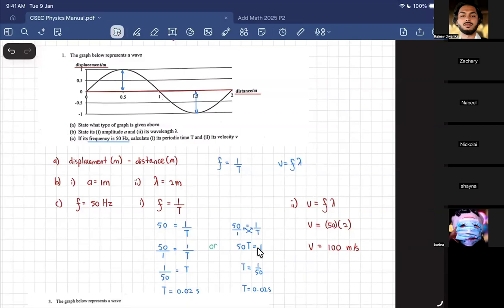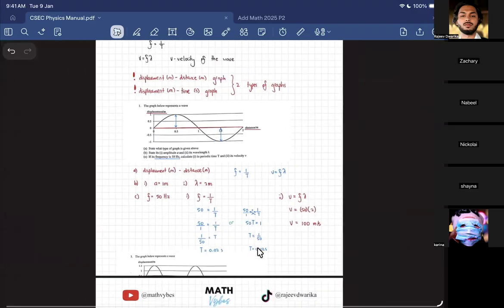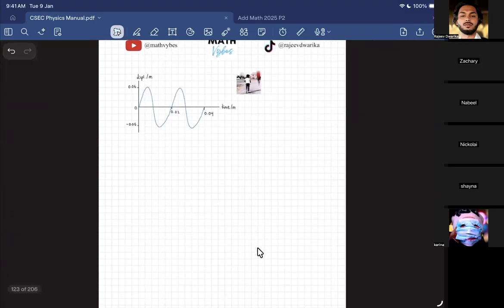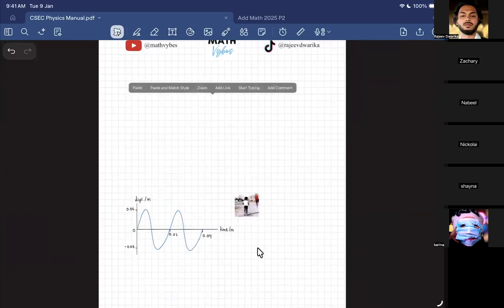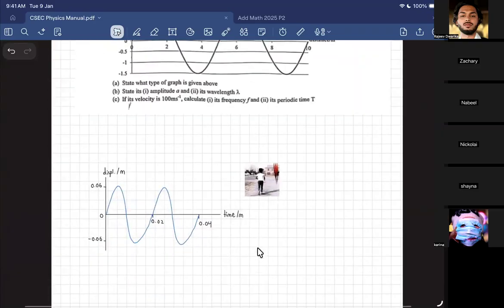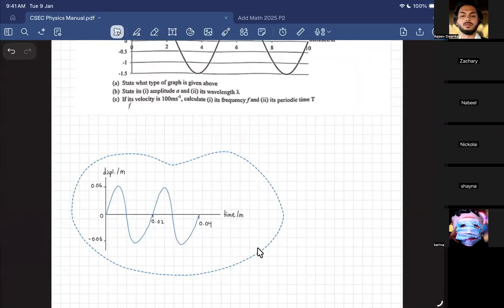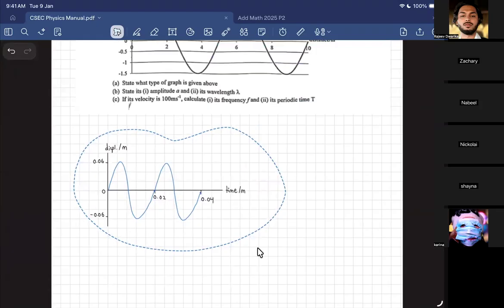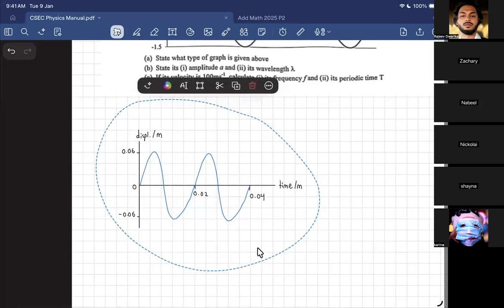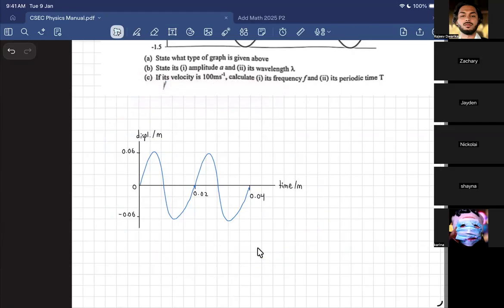All right, so let me give you all some homework. It's not going to be much. So you had that question and you have this question as well. Quickly, somebody tell me what kind of graph this is. Displacement and time. Displacement time graph. Excellent.